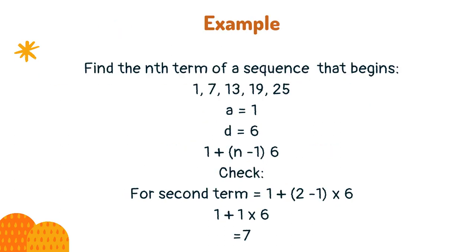Find the nth term of a sequence that begins 1, 7, 13, 19, 25. a equals 1, d equals 6. 1 plus n minus 1 times 6. Check for the second term: 1 plus 2 minus 1 times 6. 1 plus 1 times 6, therefore the second term is 7.